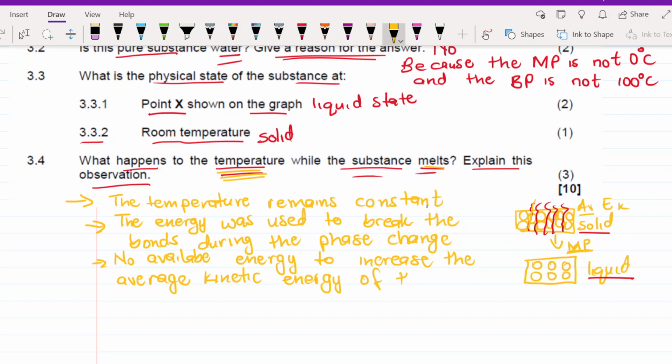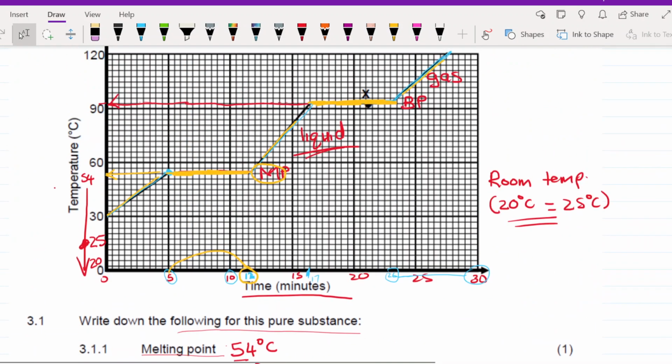Now remember, the melting point remained for how long? From 5 minutes up to 12 minutes. That means all this time, the particles are just moving at that rate. So it's like a liquid state.